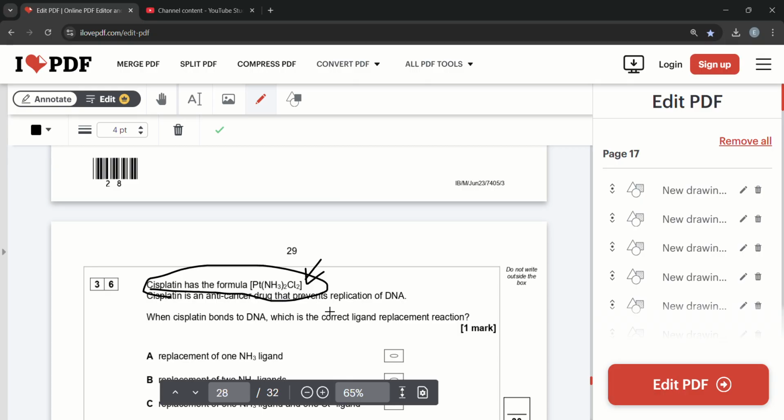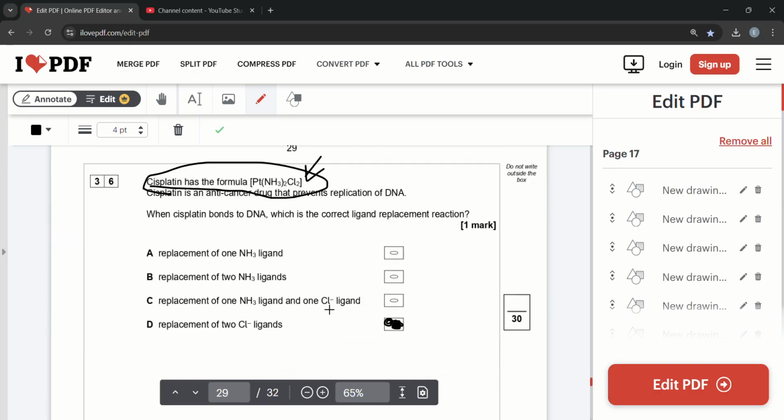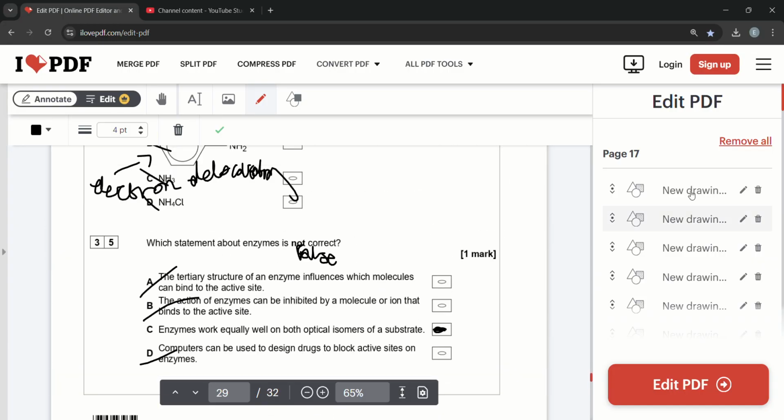Transplatin as well, when the Cl- ligands are opposite each other and all of that. So cisplatin is also an important topic, and because it's not a really long topic, it's just at the end of, what's it called, amino acids and DNA. Those students probably forget about it, but definitely do it. So the answer is replacement of 2 Cl- ligands. That's the end of the multiple choice questions.